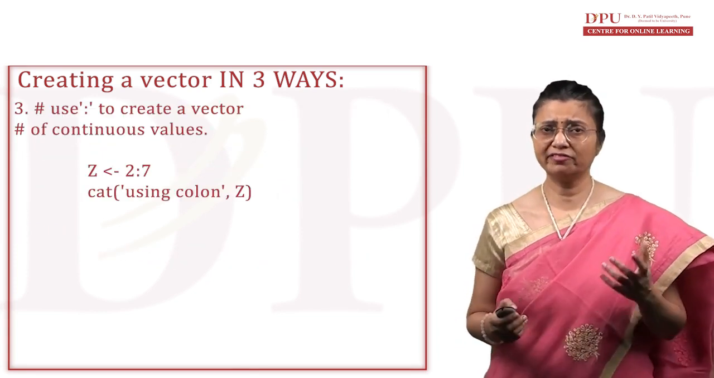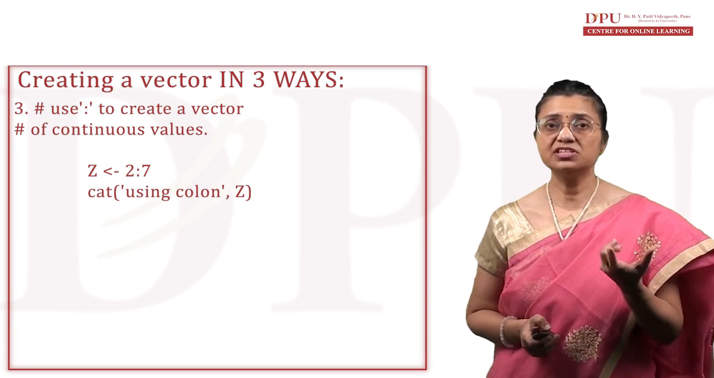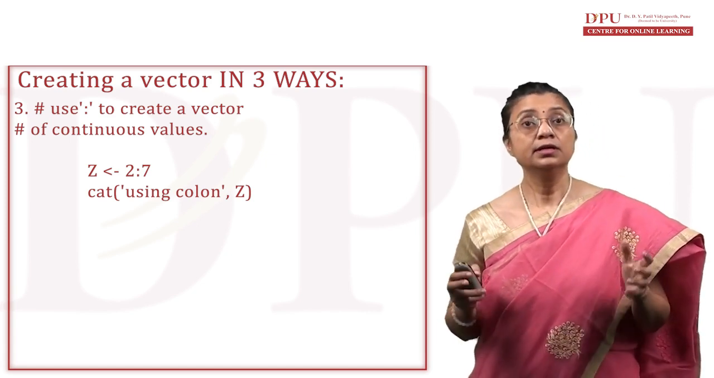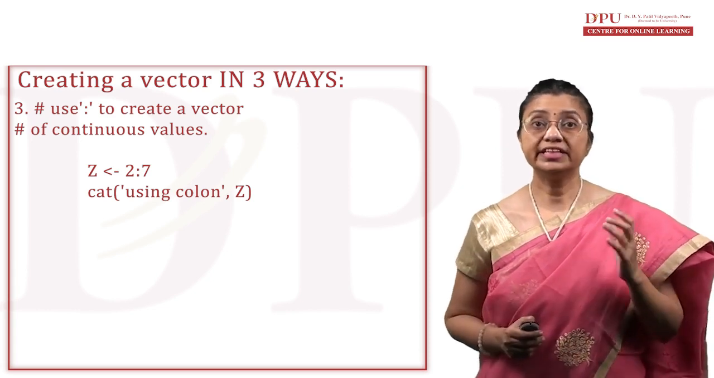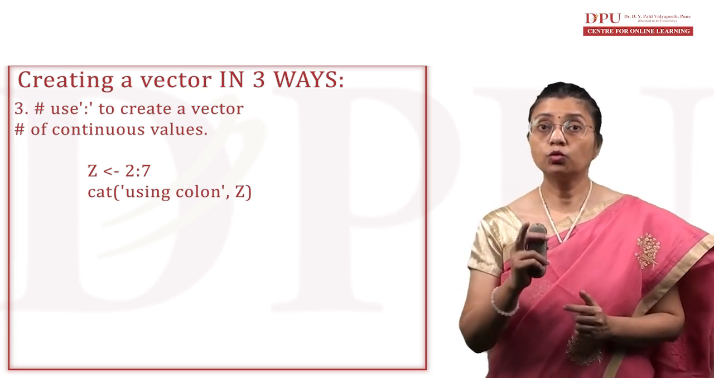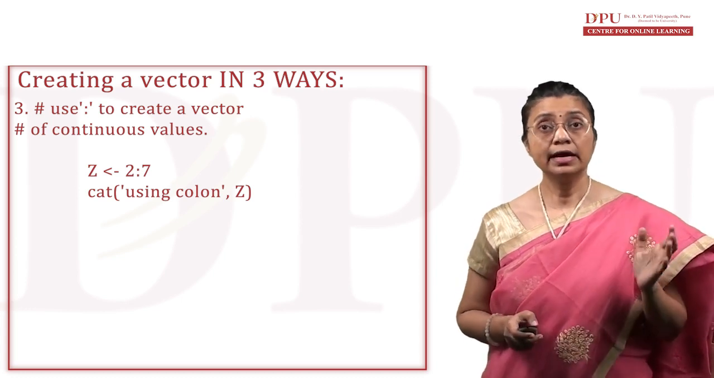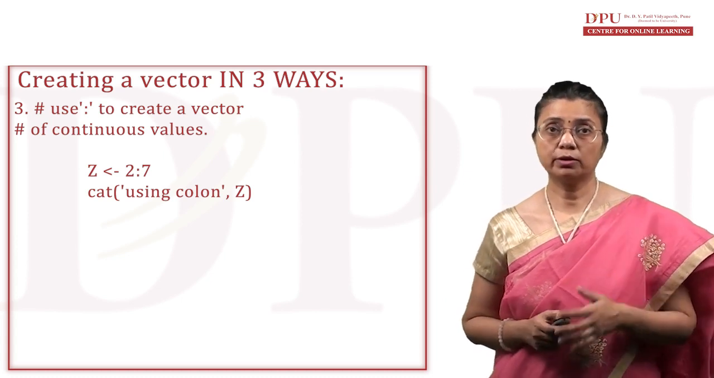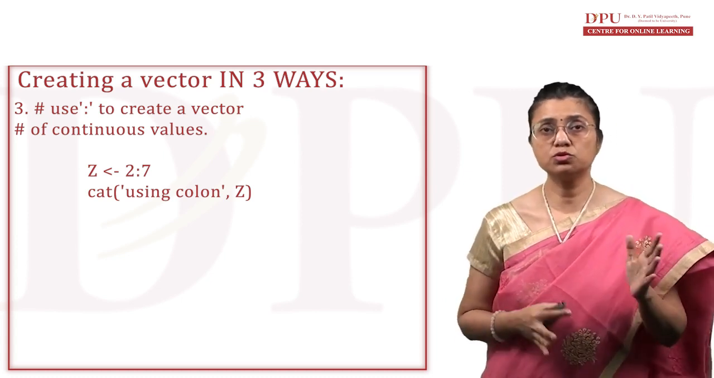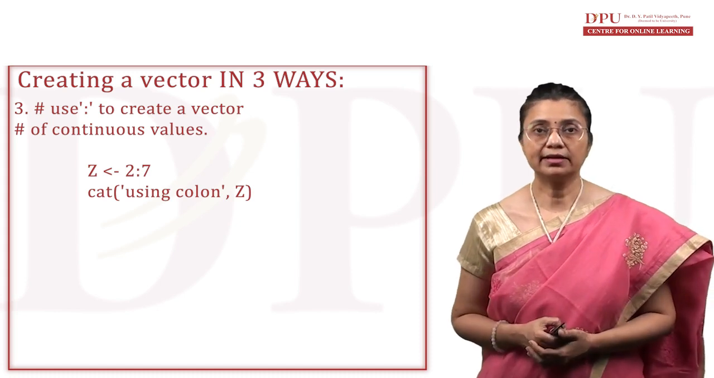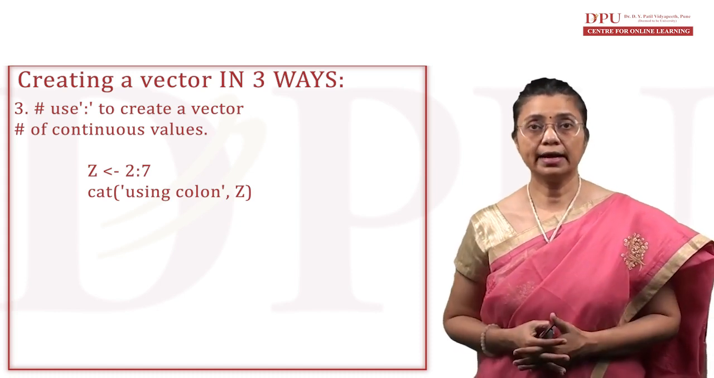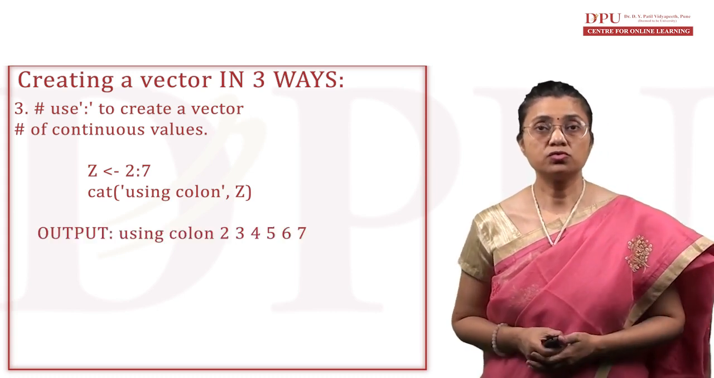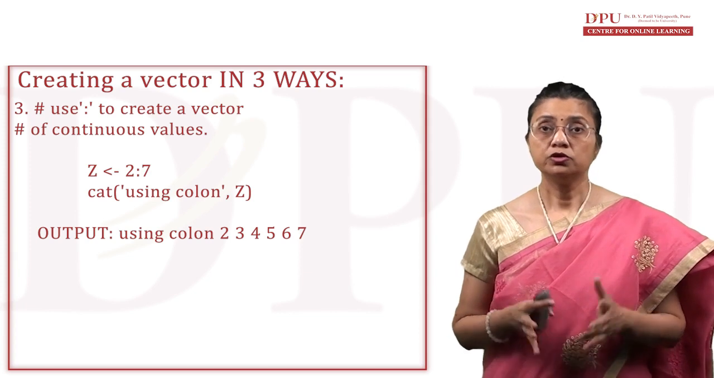The third way of creating a vector is again a very simple way, and we just use the colon operator. I have taken a variable z and equated that to 2:7. So this means I'm creating a vector with the help of the colon operator. All the numbers from 2 to 7 will be generated in my vector. So using the colon operator, I'm creating my vector with all the numbers from 2 to 7. You can see over here the output using colon.